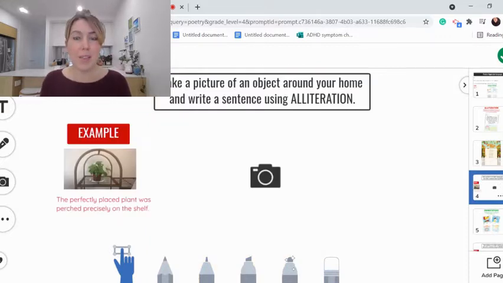Your job today to work with alliteration is to take a picture of an object in your house. Just write one sentence about it using alliteration. There's an example here. The perfectly placed pot. I'll start it again. The perfectly placed plant was perched precisely on the shelf. Have a look at perfectly placed plant, perched precisely. The same sound is repeated lots of times in the sentence. That's alliteration. So you will take a photo and put a sentence using alliteration here.